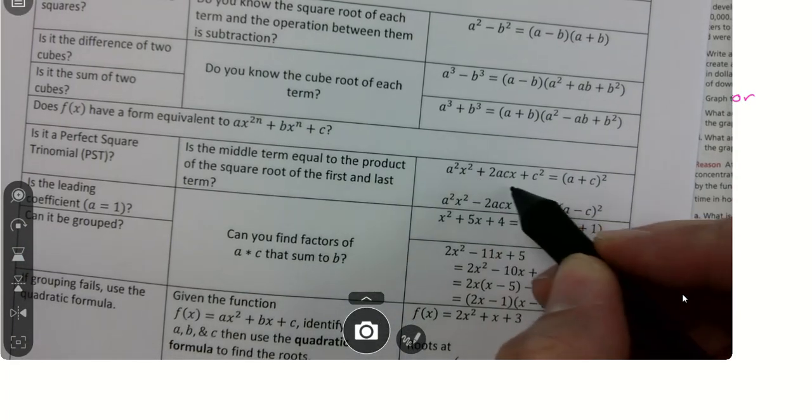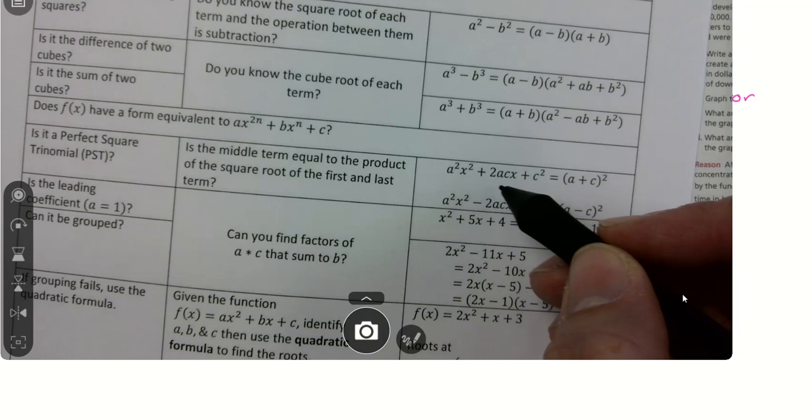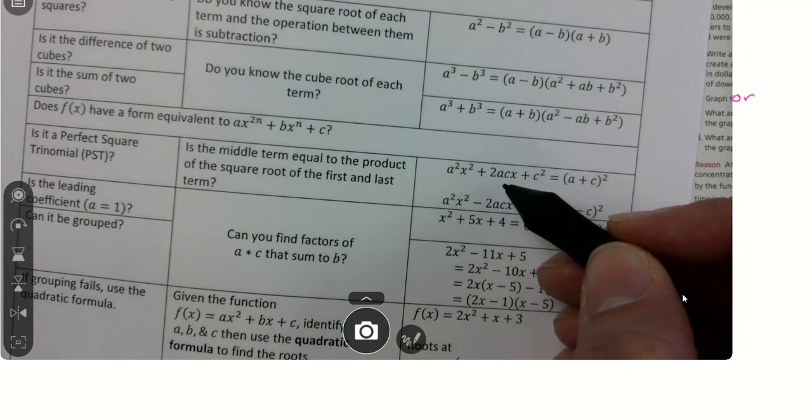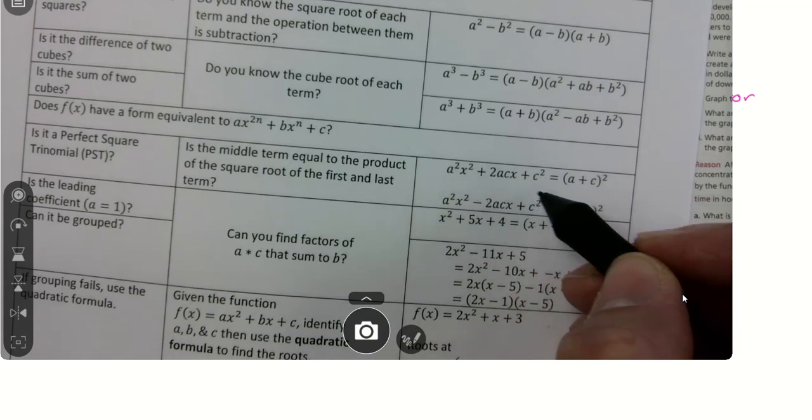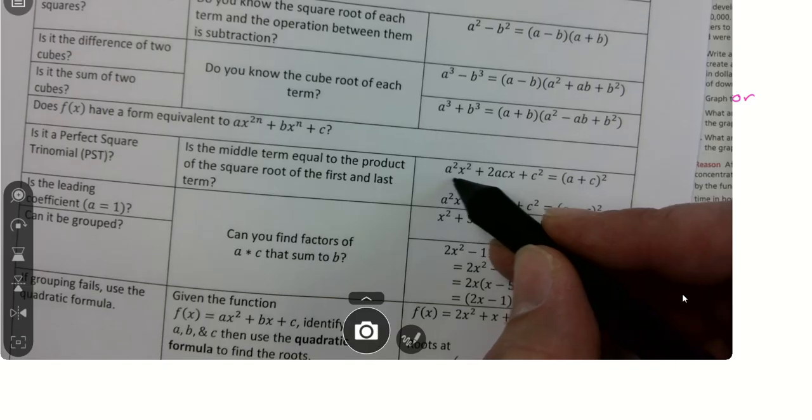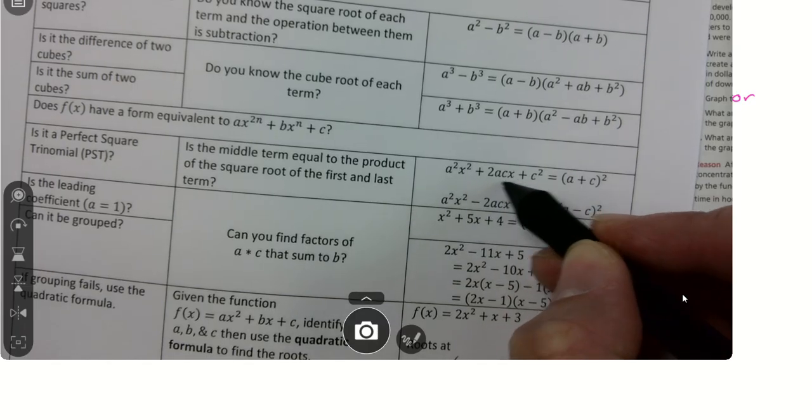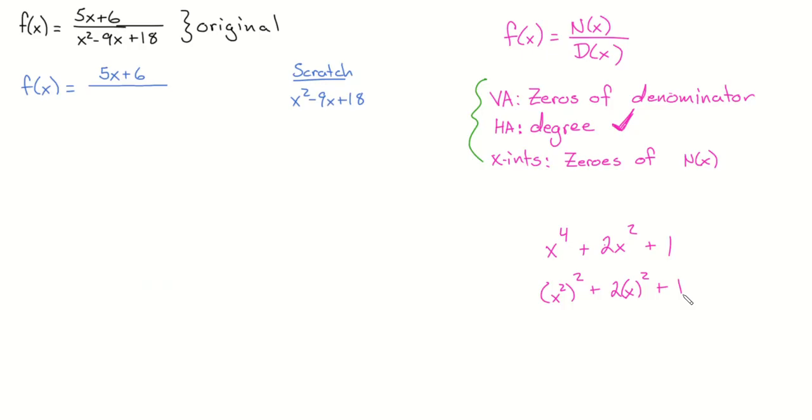Is it a perfect square? Remember, perfect squares are going to get uglier here. If you don't like this and you want different examples, just come talk to me. I'll help you get different ones. If it's a perfect square, you can take the square root of the first and the second, and then you multiply them to get this. Is this a perfect square trinomial? Do you know the square root of x squared?